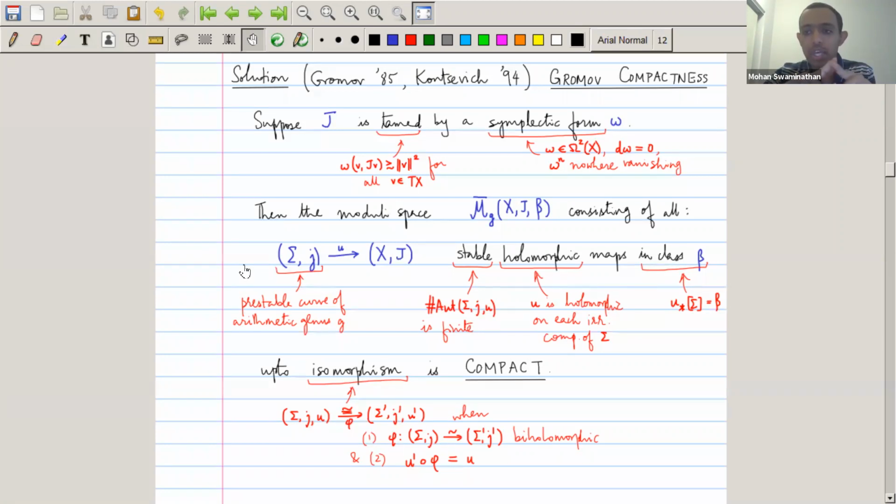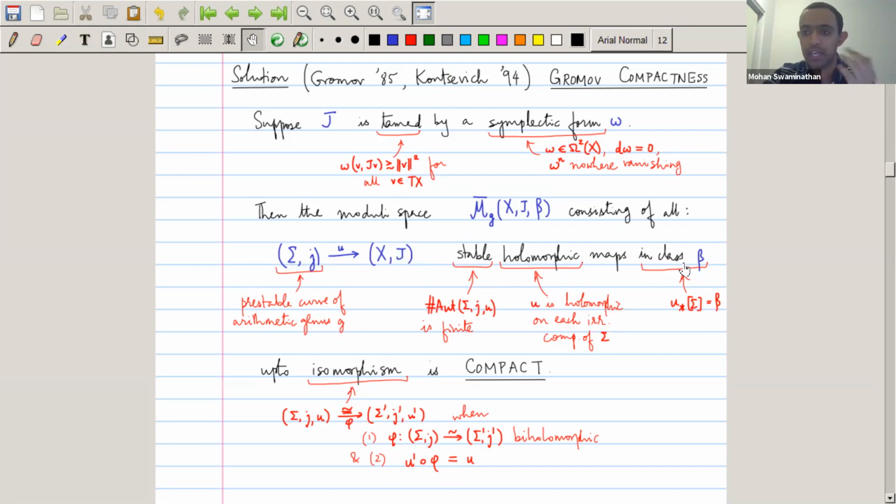And if we smooth out the nodes, that is, we replace each of those nodes by a small annulus, that is, we do a sort of connected sum at each of the nodes, then we get a curve of genus G. That's what it means to say that the pre-stable curve has arithmetic genus G. U is a holomorphic map from this curve into X. This just means that on each irreducible component, which is a smooth Riemann surface, the map U is holomorphic.